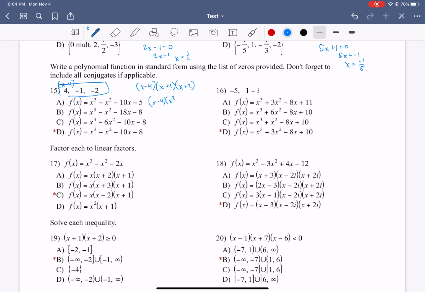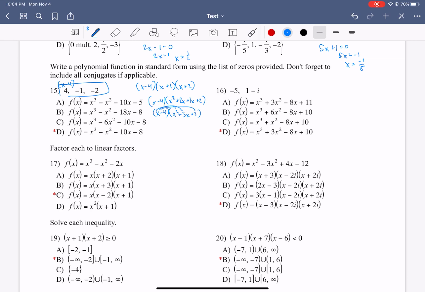So we get x squared, because that's the first. Outer is plus 2x. The inner is plus 1x. The last is plus 2. So let's clean that up. x minus 4. And that's x squared plus 3x plus 2. And then we just have to distribute.